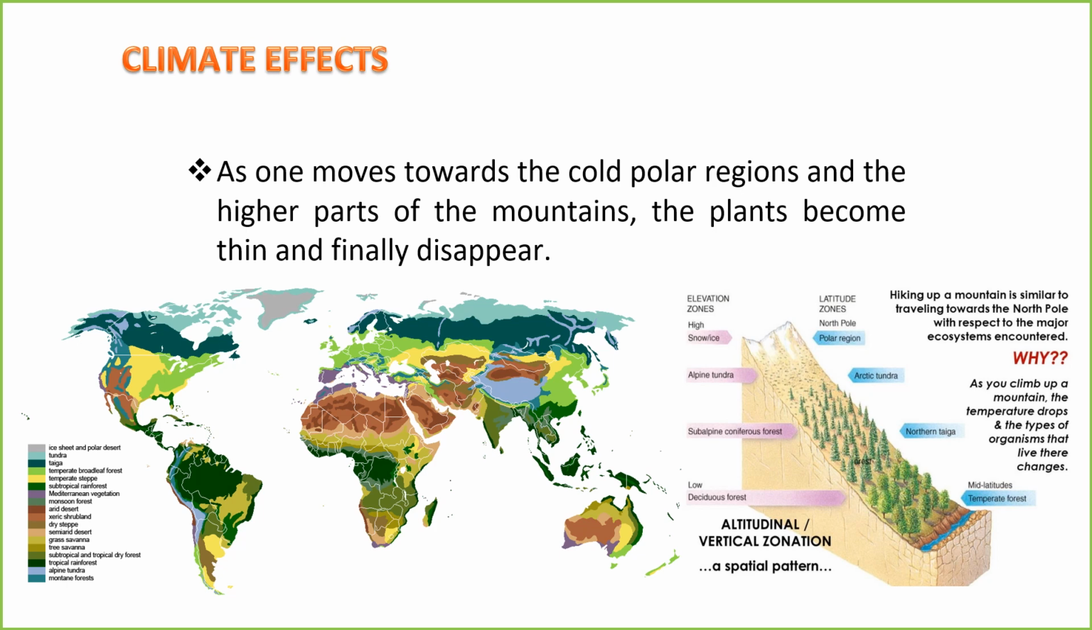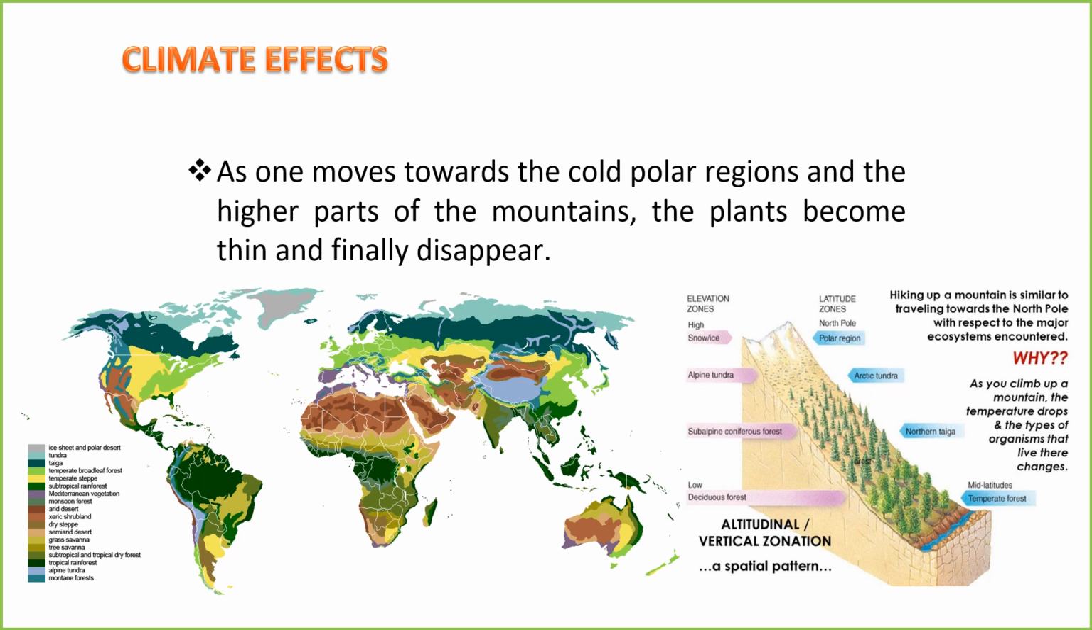Temperature. With increasing elevation or latitude, temperatures tend to decrease. Trees have specific temperature requirements for growth, and extreme cold conditions at higher altitudes or latitudes can limit their ability to survive. Growing season. Higher elevations and polar regions often experience shorter growing seasons. The time available for plants to complete their life cycles, including seed germination, growth, and reproduction, becomes limited.